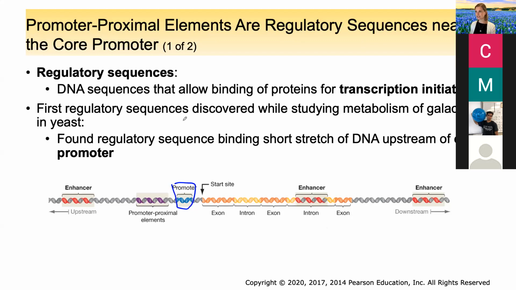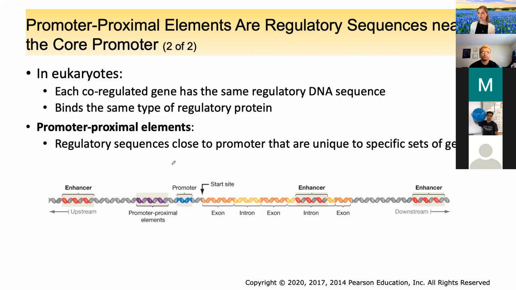One of the first sequences that was actually discovered when they were studying galactose metabolism in yeast, the breakdown of this particular sugar, was this core promoter, something like that TATA box. It would be a little different in yeast because that is a prokaryotic cell, but they were able to find that.